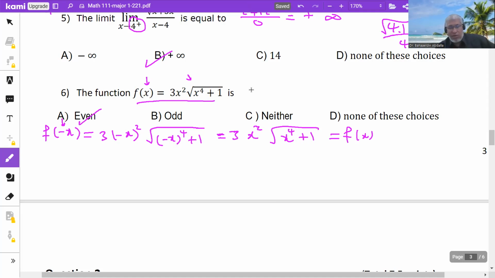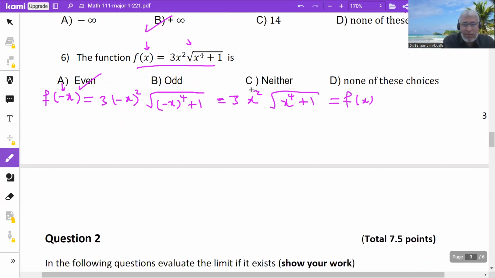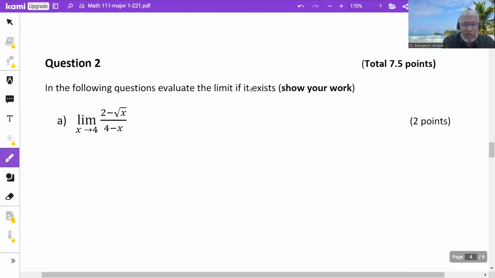But if they are not equal, you find negative f of x. You multiply f of x by a negative sign. And if you find that these two are equal, then the function would be odd. If they are not equal, you say that the function is neither. So there are three cases. Either f of negative x equals f of x, in this case the function is even, or f of negative x equals negative f of x, and the function would be odd. If neither of these two, then the function is neither.